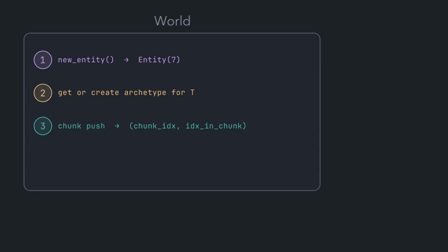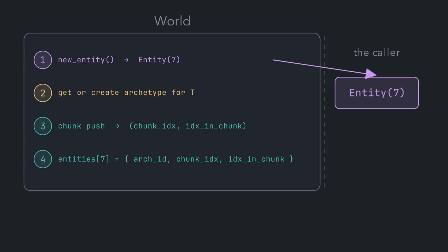Creating one goes in 4 steps. Get a new entity, find or build the archetype for that component type, insert the data into a chunk and get back a chunk index and IDX in chunk, and write that address into the entity's slot. What the caller receives is still just one integer. The address stays inside the world.